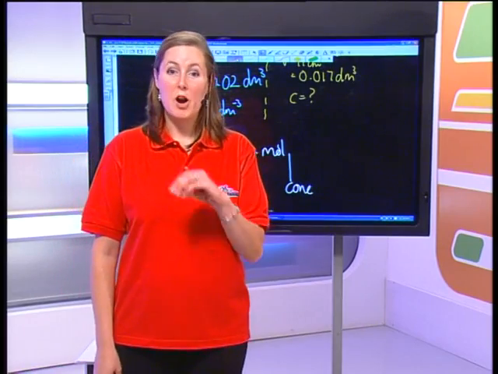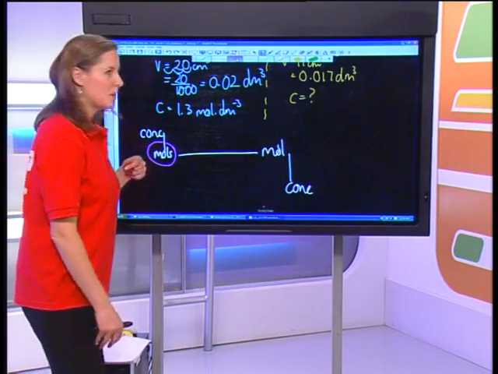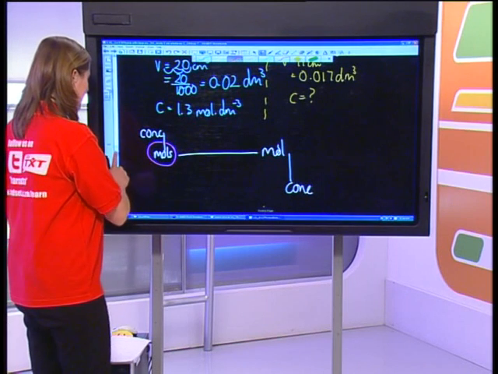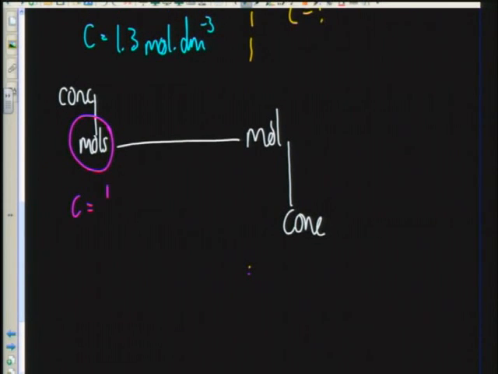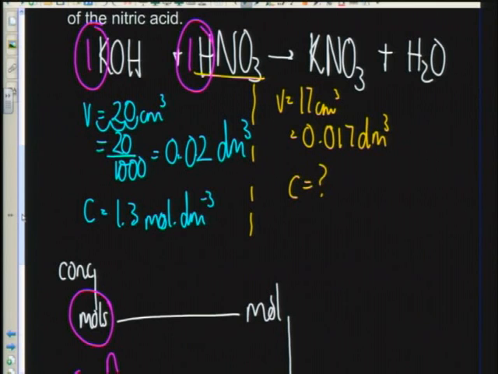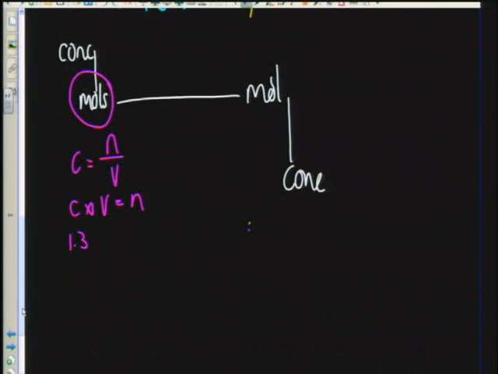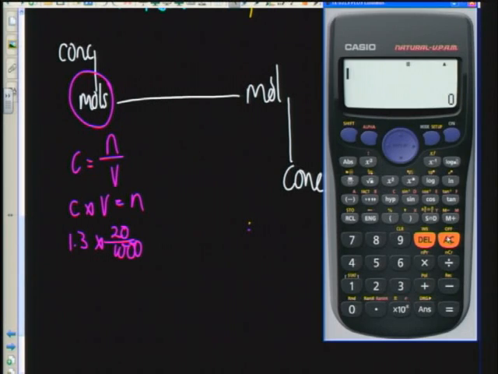Grade 11s, I'm hoping that you will have taken my challenge and gone and solved for the number of moles. We had the concentration is equal to number of moles over volume. We were looking for the number of moles. So concentration multiplied by volume will give me number of moles. The concentration was 1.3. The volume would be 20 divided by 1,000. If you would have done the conversion already, that's fine as well. So 1.3 multiplied by 20 divided by 1,000.